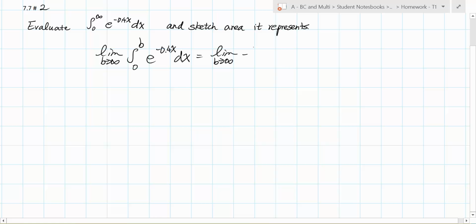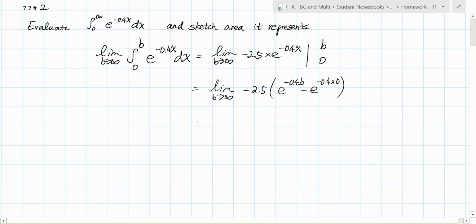You have negative over here 2.5 because it's the reciprocal, times e to the negative 0.4x, same thing, and then evaluate it from 0 to b. And then just to simplify that again, we have this thing times negative 2.5, it remains e to the negative 0.4b minus e to the negative 0.4 times 0.